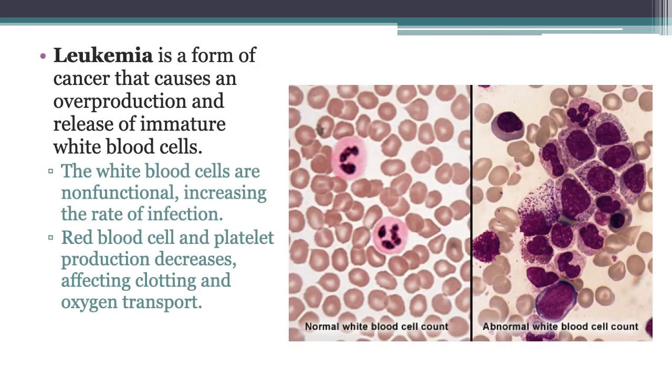And the last thing on this part is leukemia, a form of cancer that causes overproduction and release of immature white blood cells. The white blood cells are non-functional, increasing the rate of infection, and red blood cell and platelet production decreases, affecting oxygen transport and clotting.